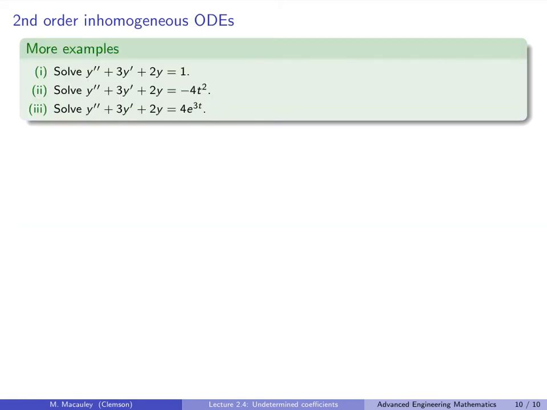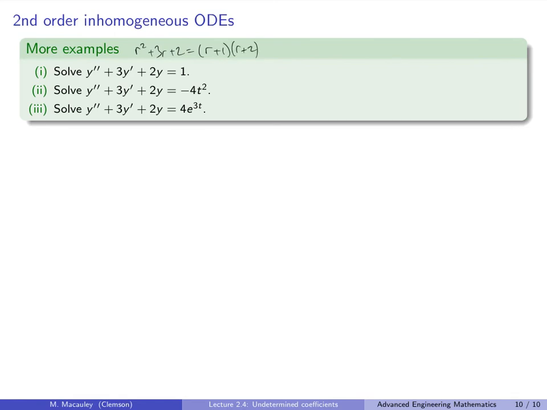We'll finish with 3 second-order examples, and again, I'm going to do these rather quickly. All of these have the same homogeneous equation, so let's solve that one first. Let's right away write the characteristic equation. That's r squared plus 3r plus 2, which is (r plus 1)(r plus 2).